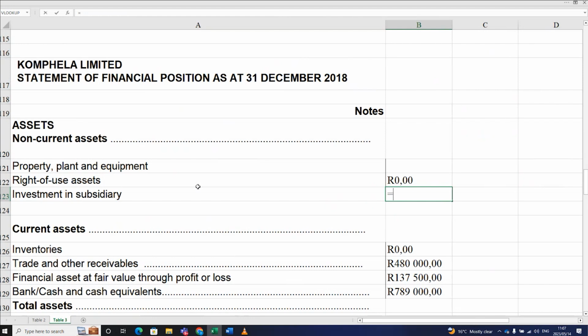Then there you'd have your 160,000 plus your 132,000 of the loan. And then that's 292,000.